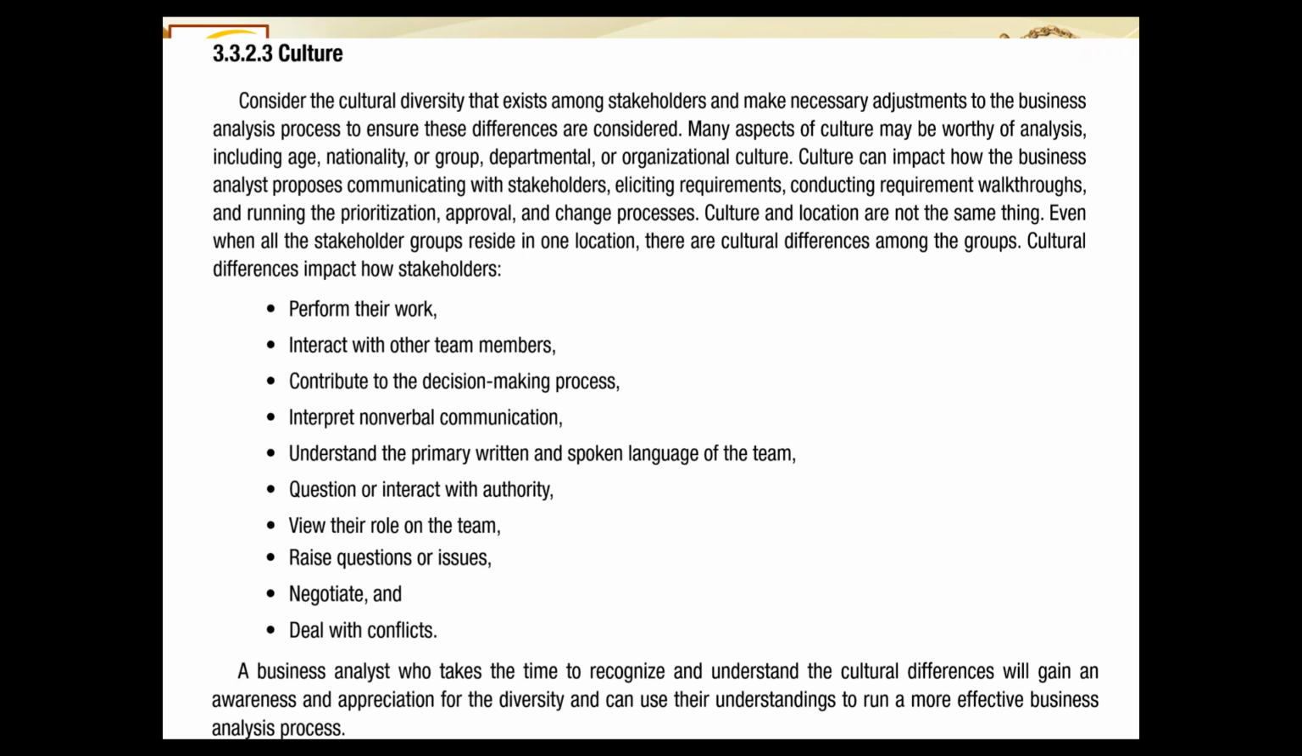How do people interact with other people and team members? Are they friendly? Are they suspicious of each other? How do they contribute to the decision-making process? This greatly differs from organization to organization, and especially when you join a new organization, you will find there is a great disparity which you have to settle into. A business analyst who takes the time to recognize and understand the cultural differences will gain an awareness and appreciation for the diversity and can use that understanding to run a more effective business analysis process.